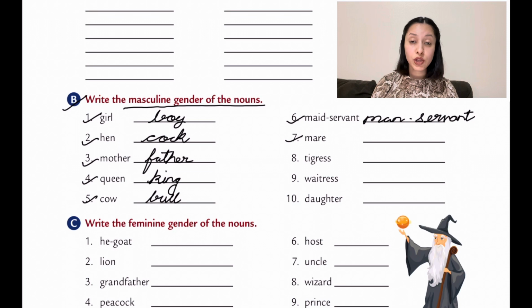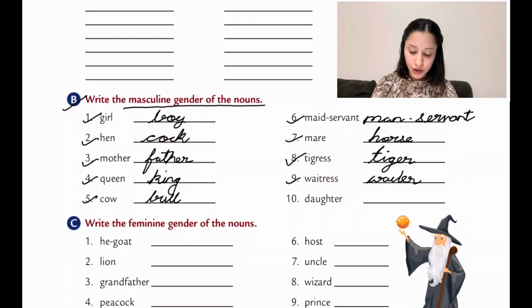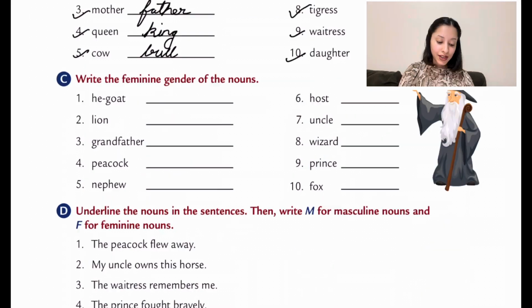Now see the seventh one, mare. What is the masculine of mare? It is horse. Now see the eighth one, tigress. What is the masculine of tigress? It is tiger. Now the ninth one, waitress. What is the masculine of waitress? Waiter. Daughter. What is the masculine gender of daughter? Son.